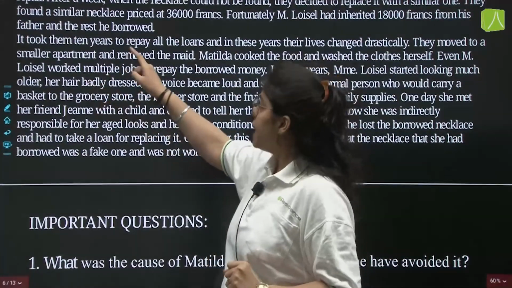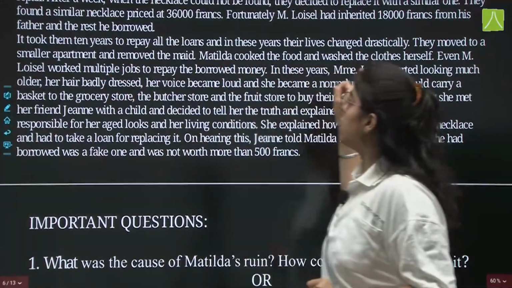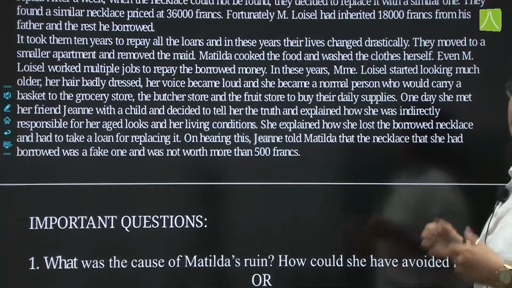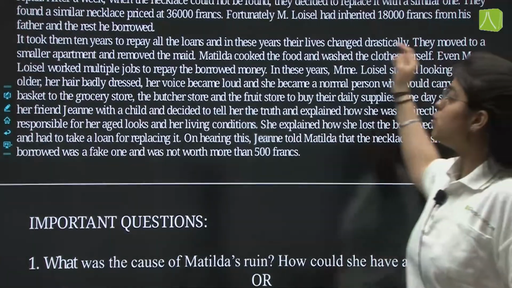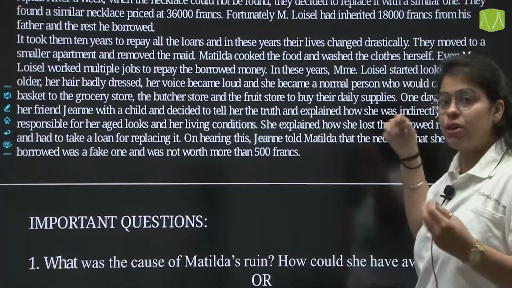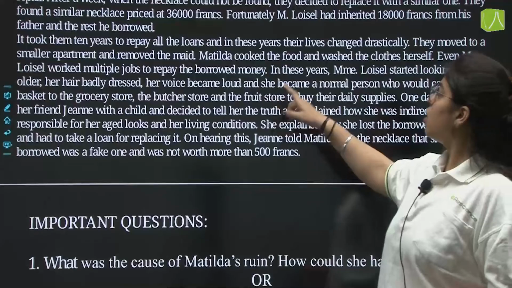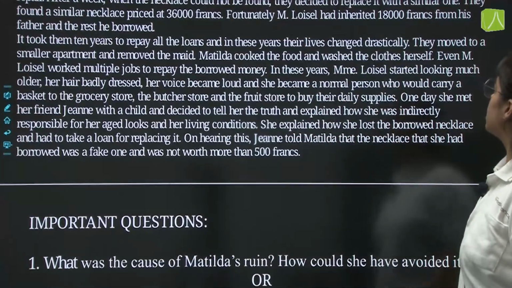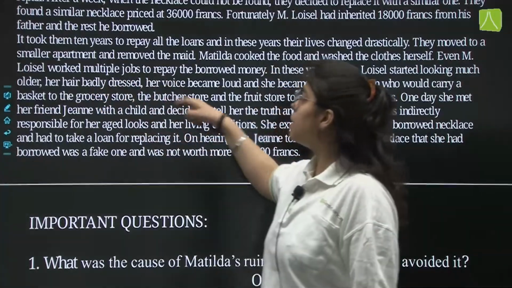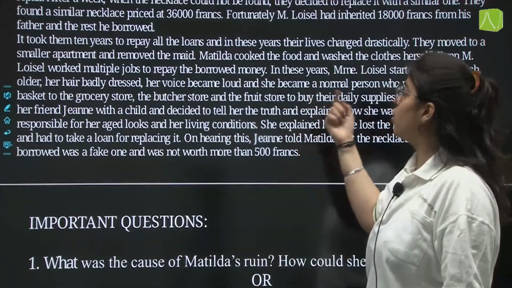So it took them 10 years to repay all the loans, and in these years their life changed drastically. How? They moved to a smaller apartment and sent their maid away. Matilda cooked the food and washed the clothes herself. Even Mr. Loisel worked multiple jobs to repay the borrowed money.